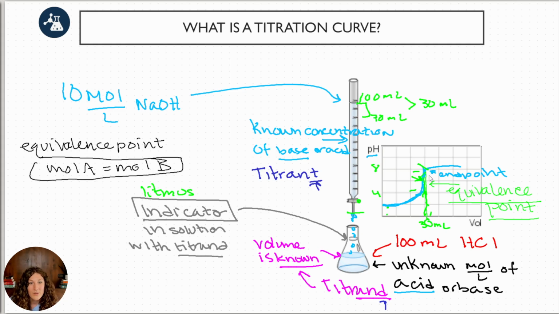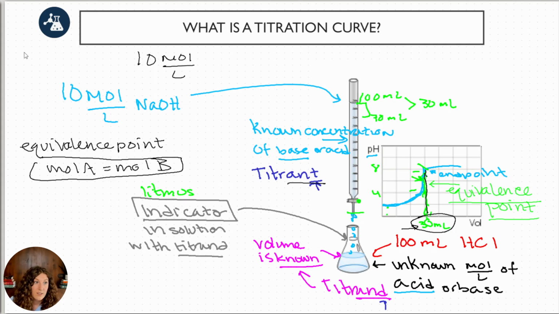So now we know, okay, if we can figure out the moles of base, the moles of our titrant at the equivalence point, then we'll also know our moles of our acid. So let's do that math together. So we know that we had 10 moles per liter of NaOH, our titrant, right? And then we know that at the equivalence point, we put in 30 milliliters.